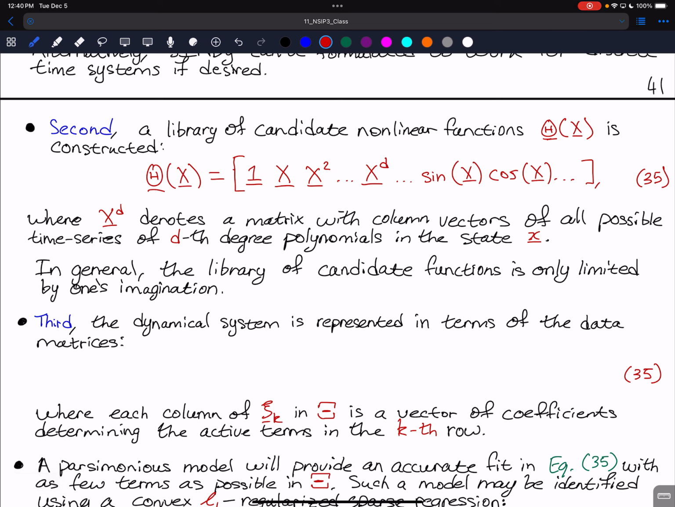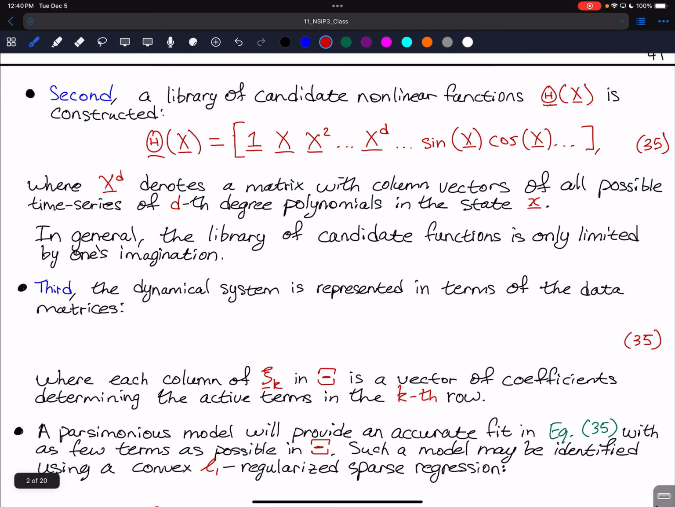And so in general, this library of candidate functions is really only limited by your imagination. Although I would argue that knowing something about the physics of the system, having some idea, would allow you to constrain this library rather than including every possible function ever. But if you wanted to, you could include as many things as you want, whether or not they actually make sense or not. And typically, the SINDy algorithm will end up rejecting things that don't work.